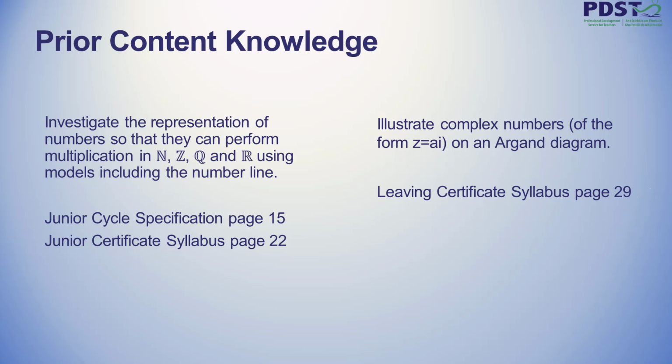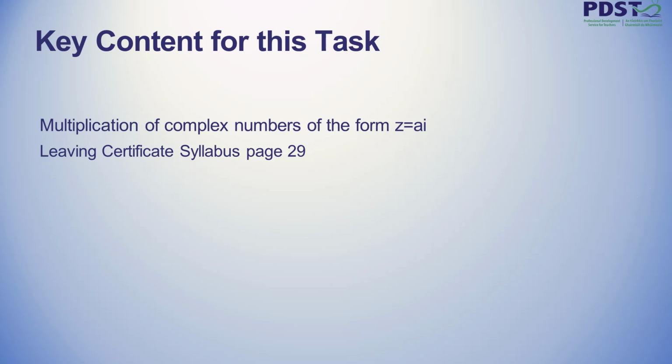Students should also revisit these ideas at Senior Cycle and continue the exploration to consider the effect on a real number of multiplying by i and discovering that the effect on the real number is a 90-degree rotation. Through this investigation, students can construct the imaginary axis. In this task, students will explore the effect of multiplication on these newly discovered numbers.